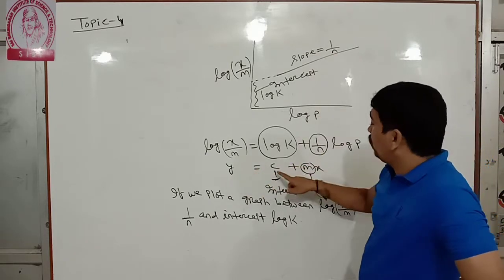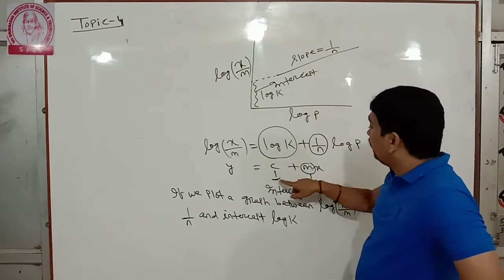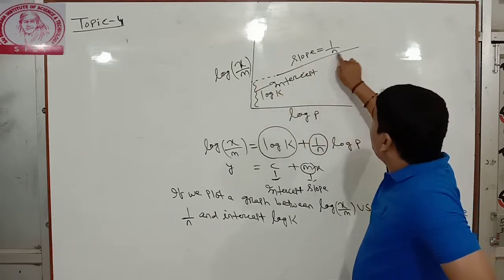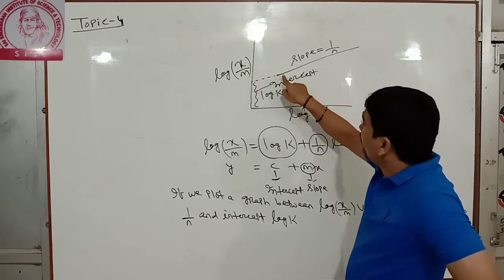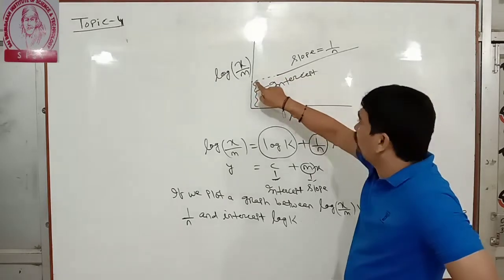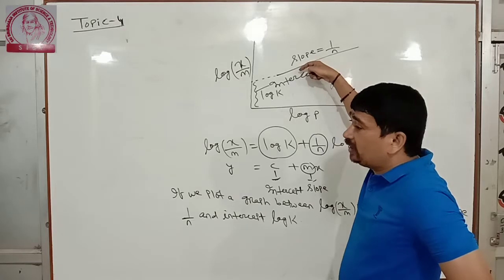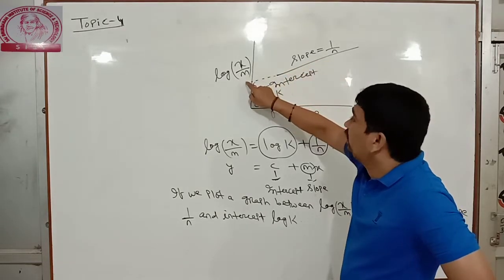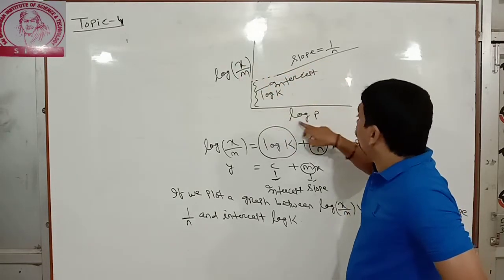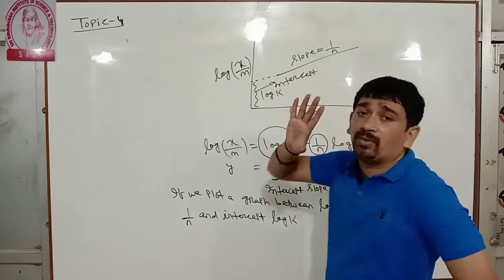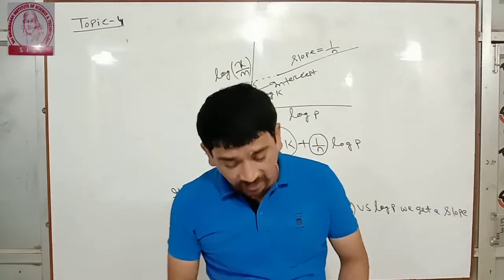Look at this. Y equal to mx plus c. C is the intercept. This is log k, and the slope of the line will move in this way. If we extrapolate this curve, it will touch this axis here. So for log x by m versus log p, we will get the slope value 1 by n.